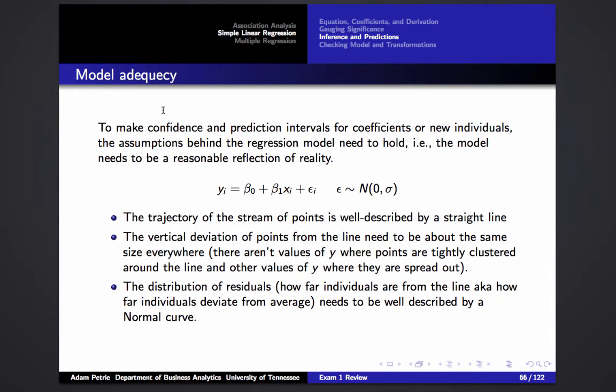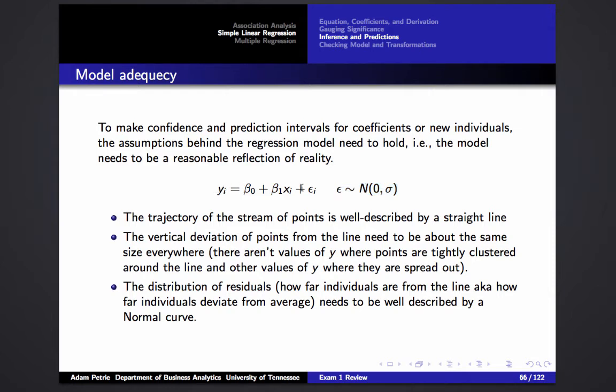So how do we do that? Well, all of the formulas that we talk about, all the numbers from the output, confidence, prediction intervals, etc., are only going to be trustworthy as long as our regression model really is a reasonable reflection of reality. Essentially, an individual's y value is given to us by the location of that regression line plus a random disturbance, and the possible values of those disturbances, how far the individuals might be, is well described by a normal distribution.